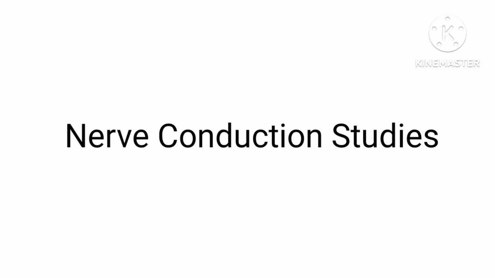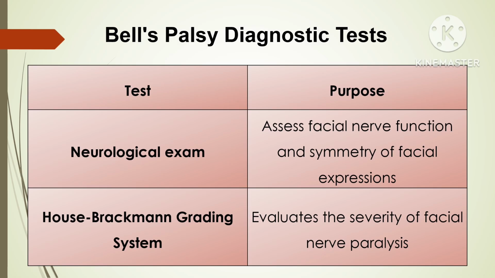Imaging is used to identify structural issues or other causes of nerve compression. MRI is preferred for detecting inflammation, tumors, or vascular lesions. CT scans are useful for identifying bone-related issues such as fractures of the temporal bone.